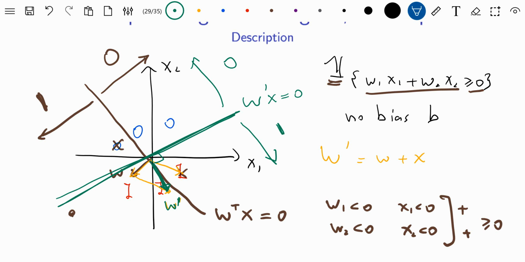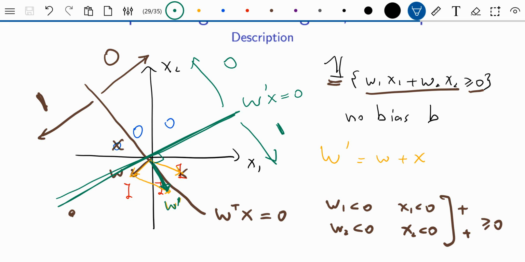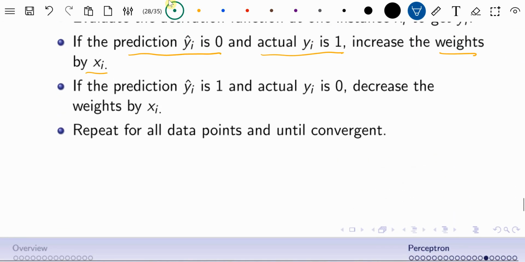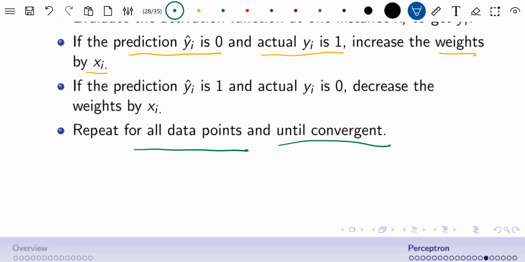So of course, this is just by accident. This particular example turns out that if you update according to one example, the whole thing becomes correct. But in reality, you do need to repeat for all data points, and you may need to repeat many times for all data points until the thing converges. And converge means everything gets classified correctly.